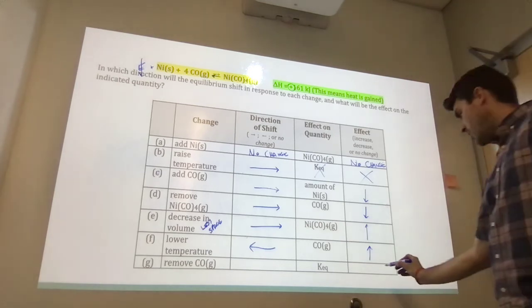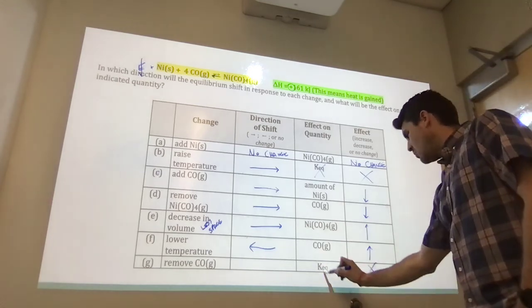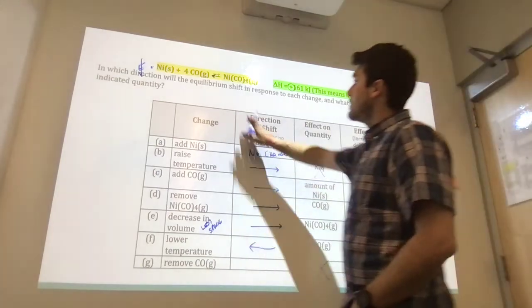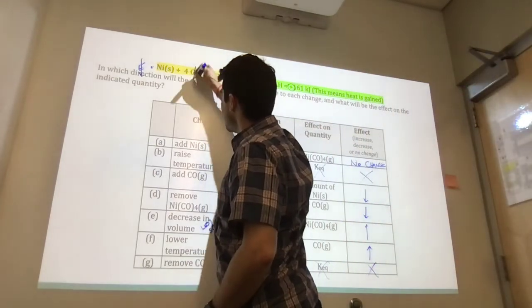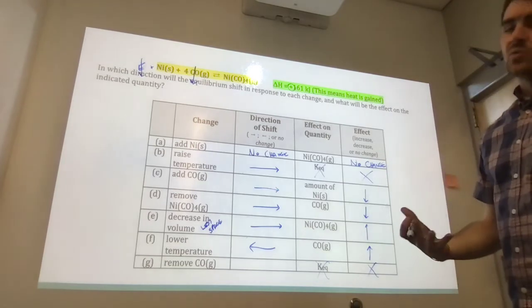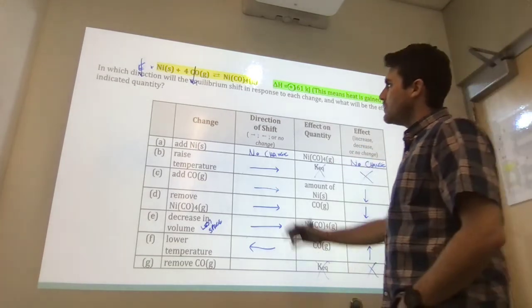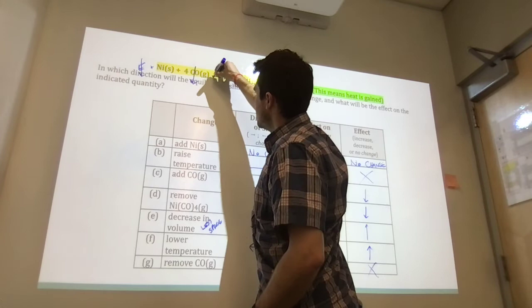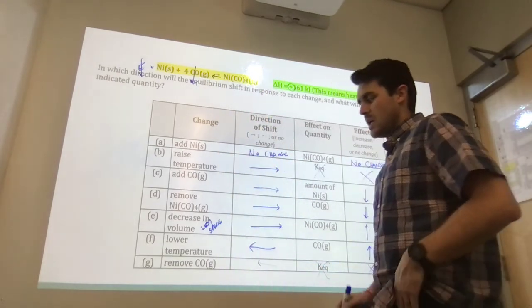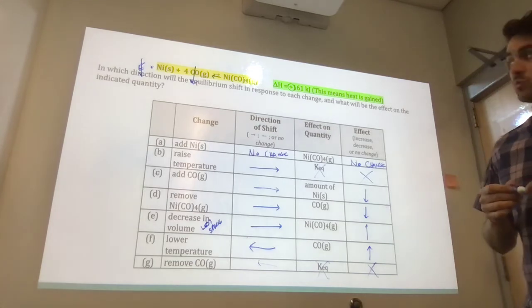Last one's a KEQ. I'm not sure what KEQ is yet, but we'll get back to that. I still want to talk about the shift. If I remove carbon monoxide, I take this stuff away, system goes, oh yeah, take some of this away. I'll make more of it by shifting to the left to fill that space. Shifts left to make more carbon monoxide once you take it away.